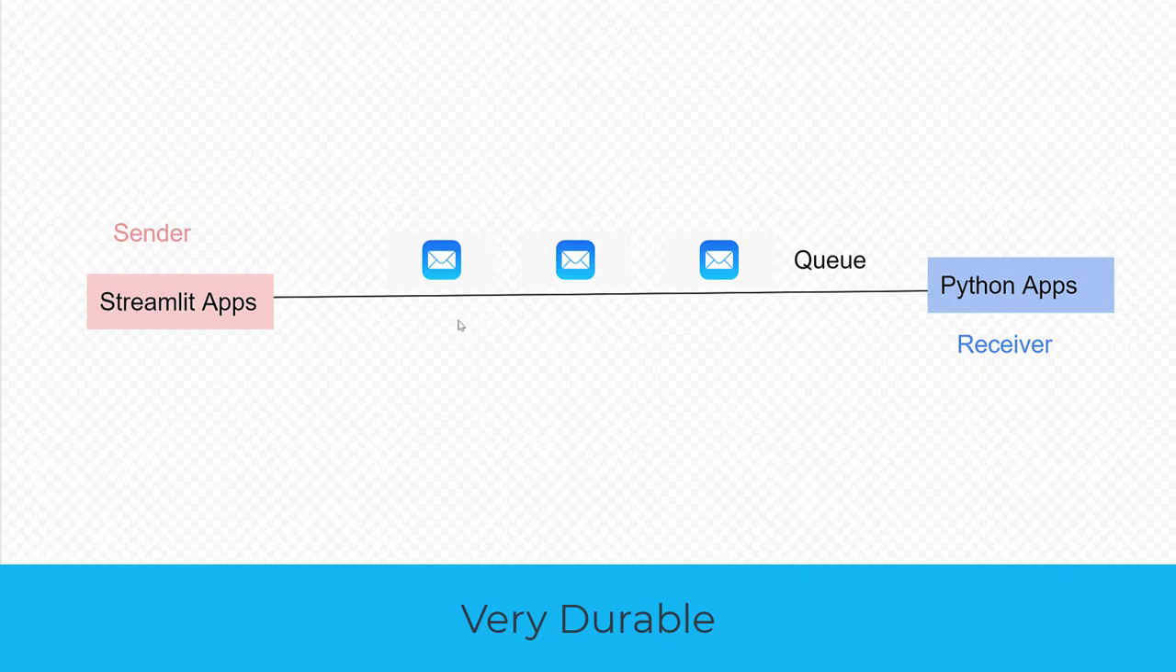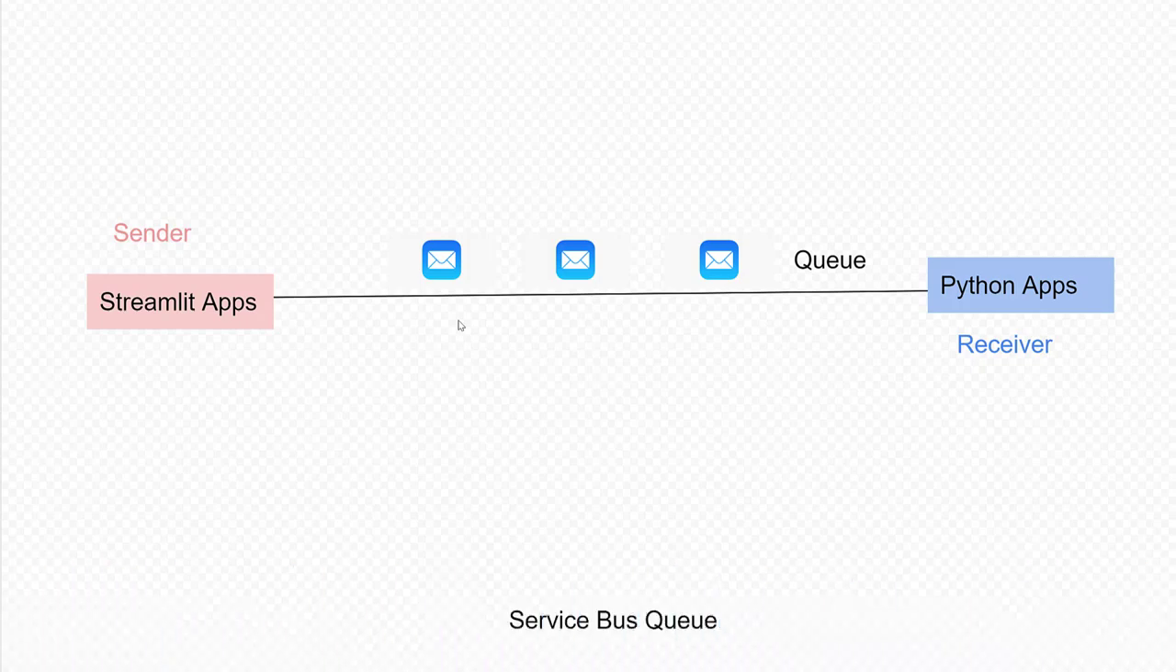When you write a message, it's triple backed up in the cloud. Depending on how you are configuring this queue, this can go across multiple regions. So even if a data center blows up, you will not lose your messages, you will not lose your queue. So extremely durable queues are there.